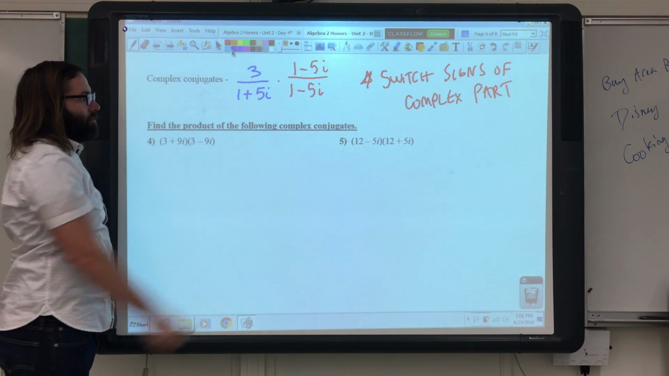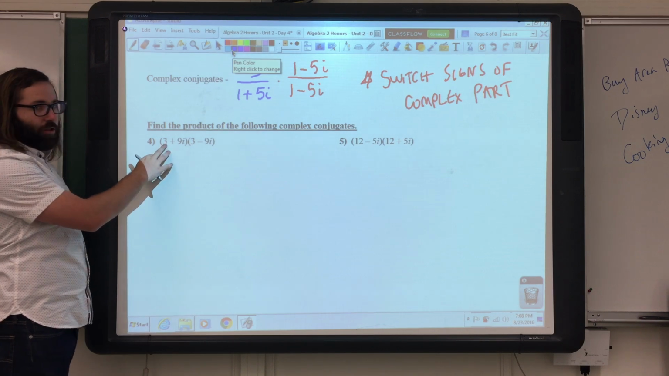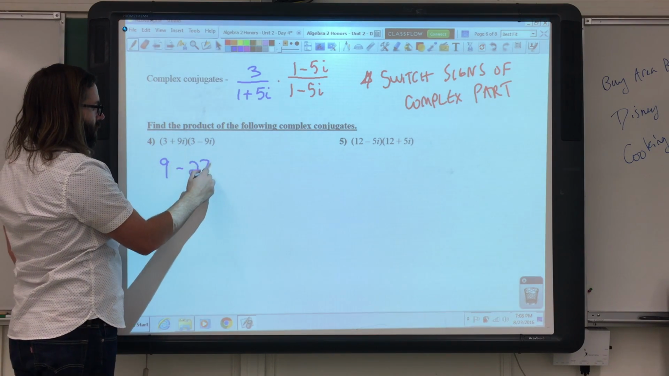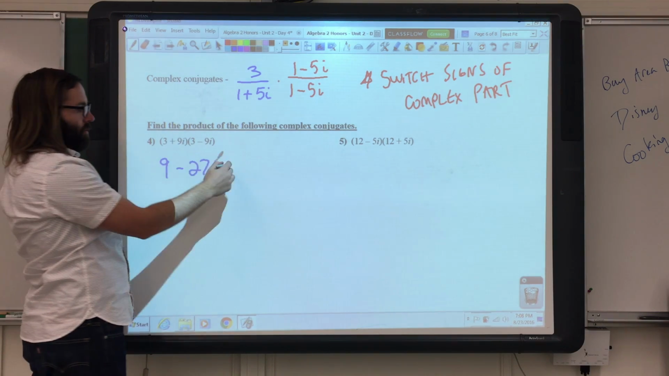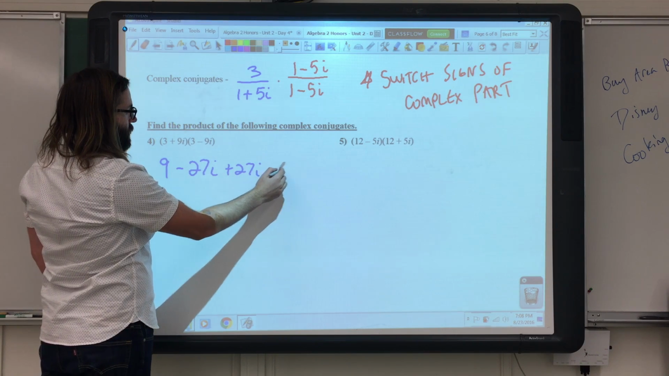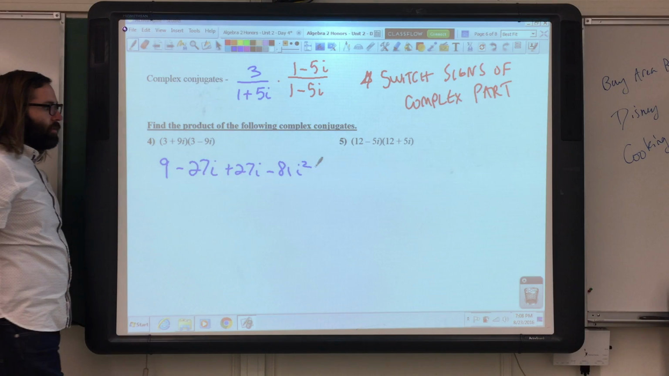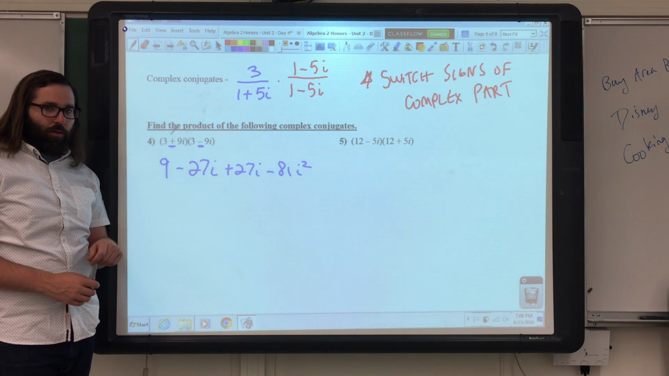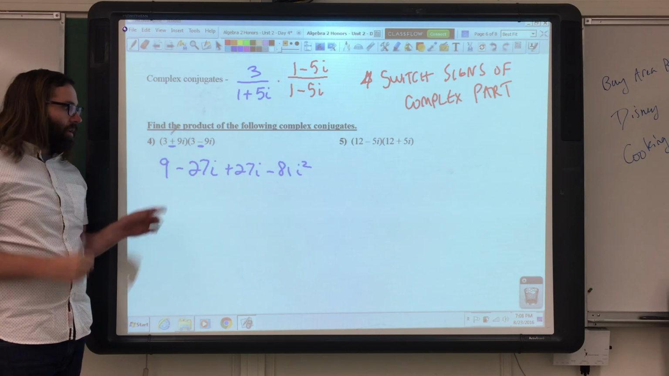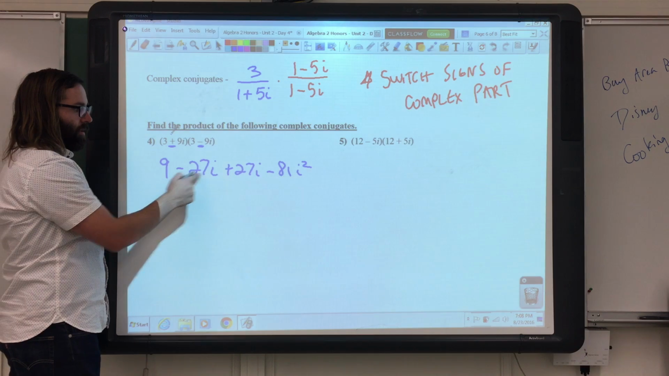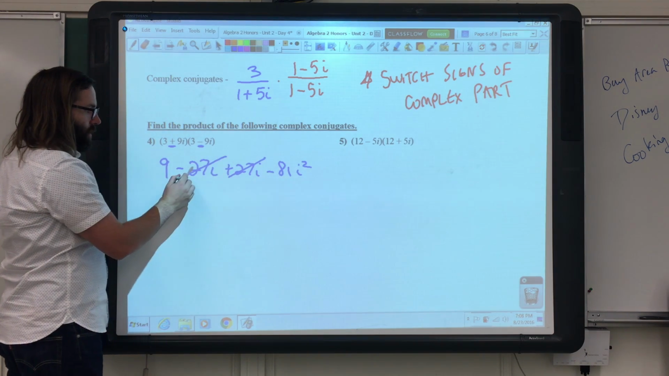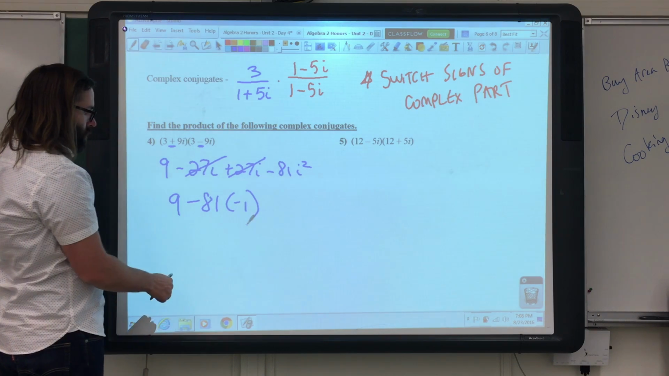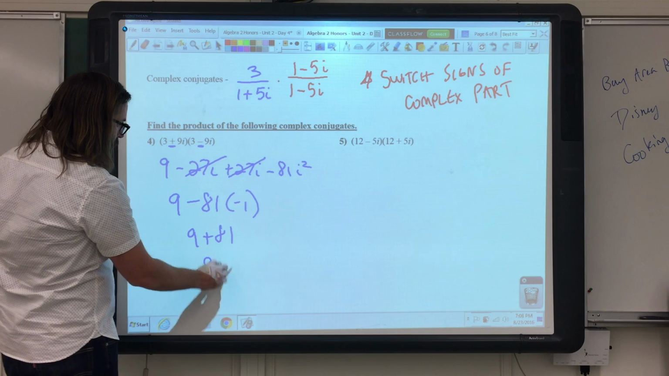And to show you that, let's do something down here. You're just going to FOIL this. 3 times 3 is 9. 3 times negative 9i is minus 27i. 9 times 3 is positive 27i, and then negative 81i squared. So you'll notice these are the same, it's just the sign is switched for the complex part. That's the only thing that's different. And when you FOIL that, you get negative 27i and positive 27i, so these two cancel out. We know that i squared is negative 1, so this is really 9 plus 81, which is 90.